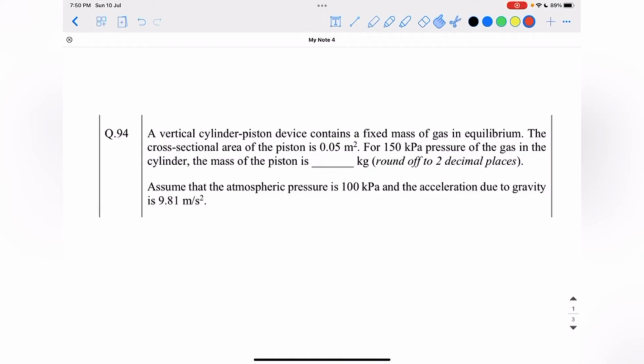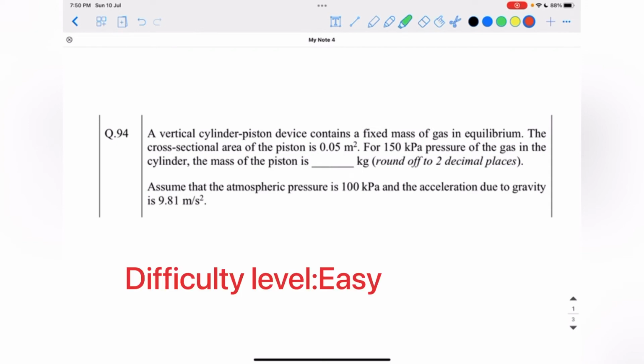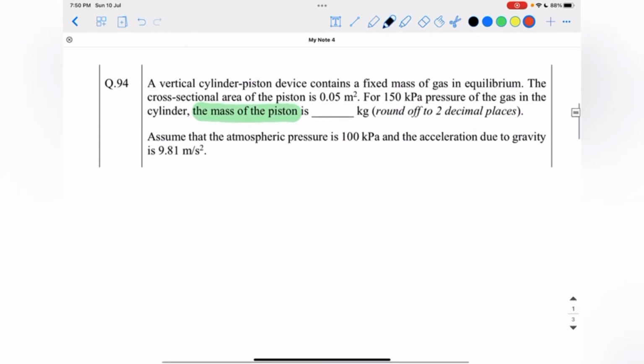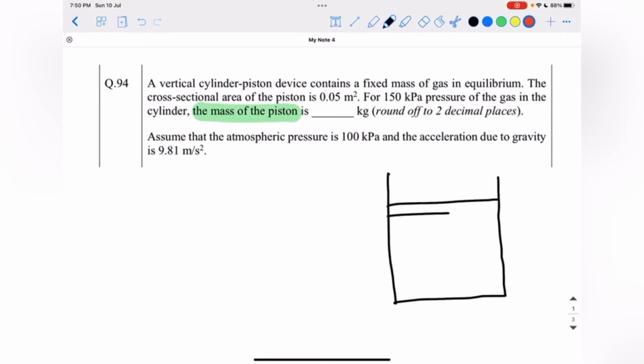So moving on to the next question. It is given that a vertical cylinder piston device contains a fixed mass of gas in equilibrium. The cross-sectional area of the piston is 0.05 meter squared. For 150 kilopascal pressure of the gas in the cylinder, the mass of the piston is. So in this question we need to find the mass of the piston. Let us draw a vertical cylinder piston device, which is somewhat like this. This is the cylinder, this is the piston.